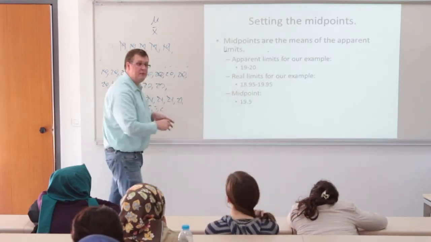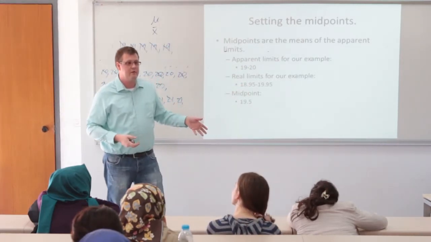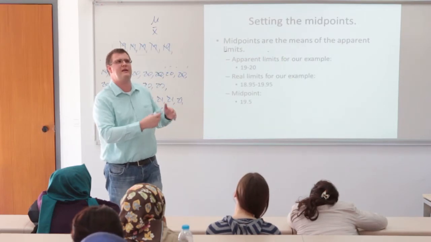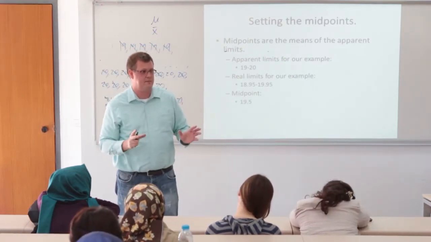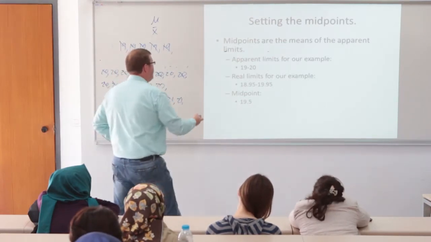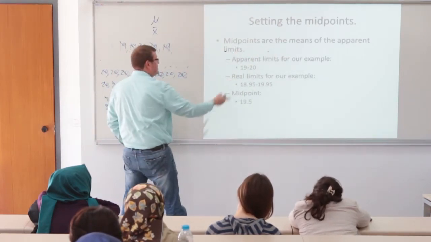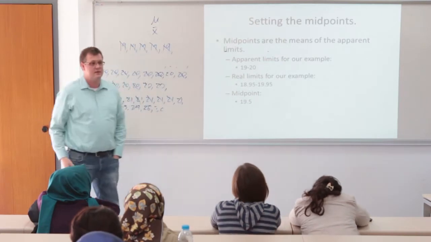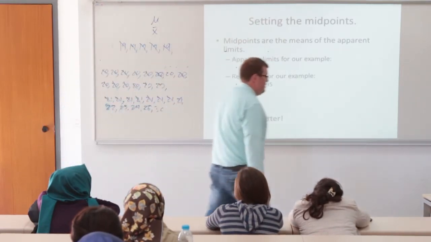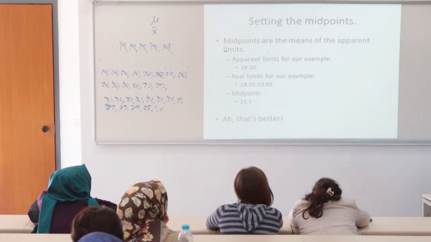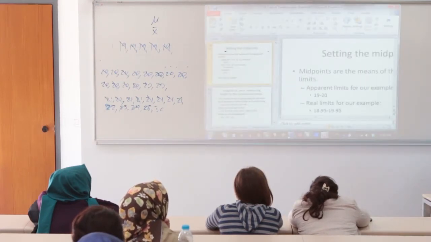I made them a little bit below and a little bit above. I'm sorry, a little bit below the next number above, to indicate where that rounding comes in, right? Now the midpoint is just the mean of the apparent limits. So what's the mean of this? 19.5. So, jumping the gun, let's do this.